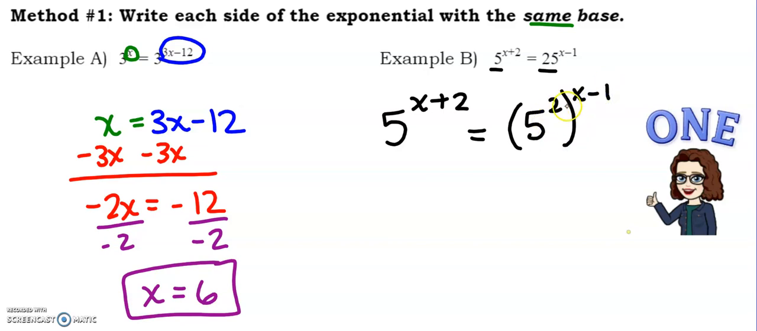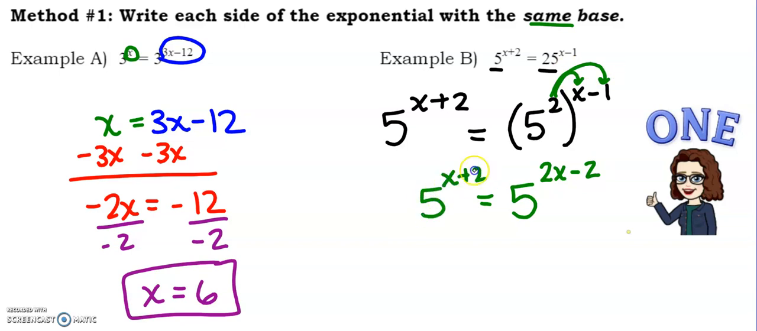Okay, so 5 to the second to the x plus 1. Remember, when you have a power to a power, you're going to multiply. So this would be 5 to the 2x minus 2, because I'm going to multiply up there, is equal to 5 to the x plus 2.